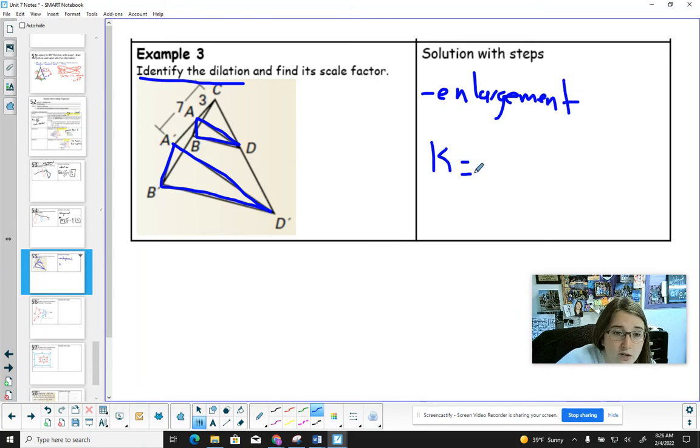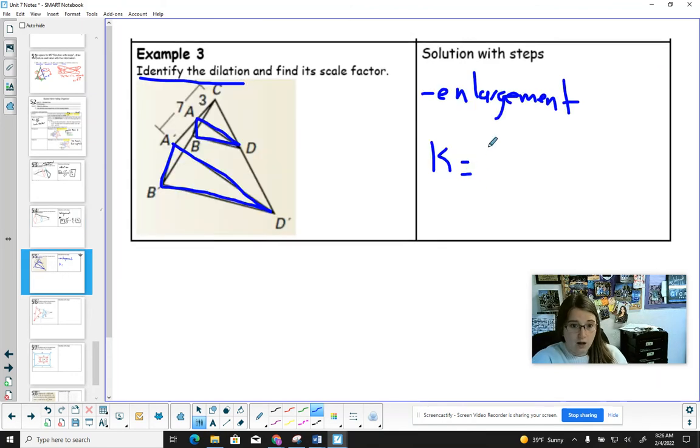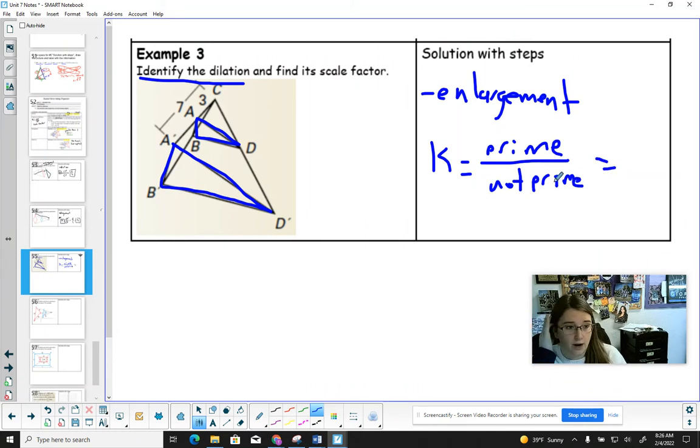So your scale factor needs to, again, be the prime over the not prime. Now, in this one, notice P is no longer a thing. But that's okay. We just need a length to our prime shape over not prime. If P and C are not there, you just think that way. What's a length to the prime over the length to the not prime? So go ahead and take a look. We have 7 and 3. Which of these goes to the prime? And which one goes to the regular?